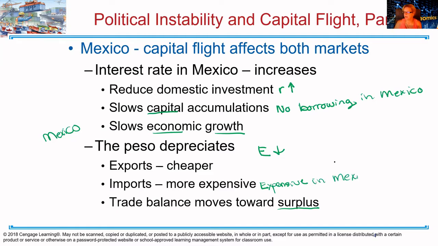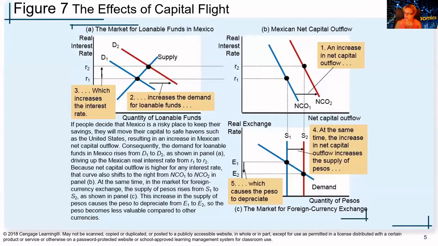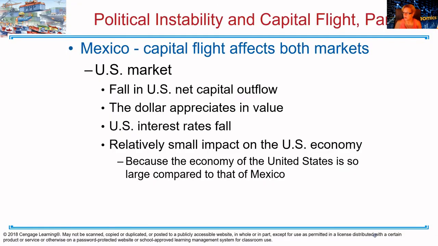At the same time, things are happening in the United States. I'm going to come back to this in just a moment. In the US market, because the interest rate in Mexico increased, and it stayed the same in the US, rate unchanged, then basically what we have is a fall in US net capital outflow. Again, starting with that second panel. So net capital outflow decreases.